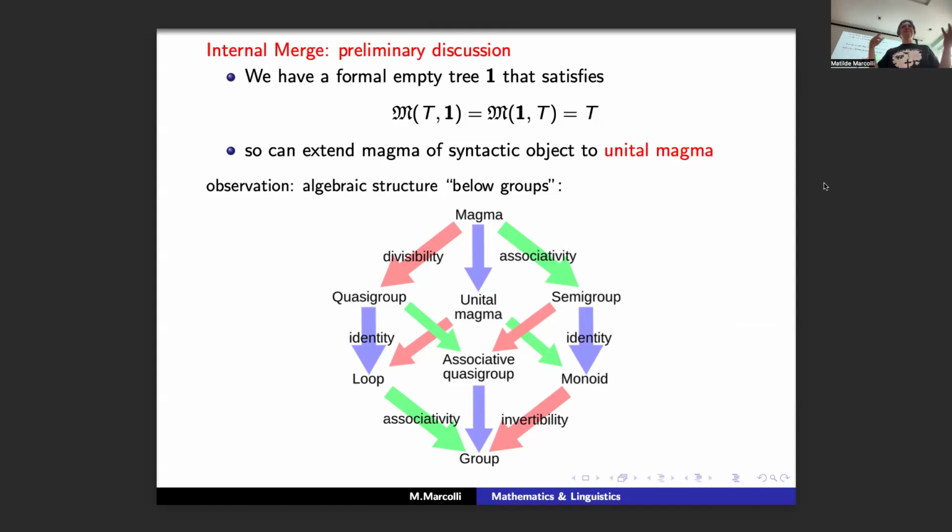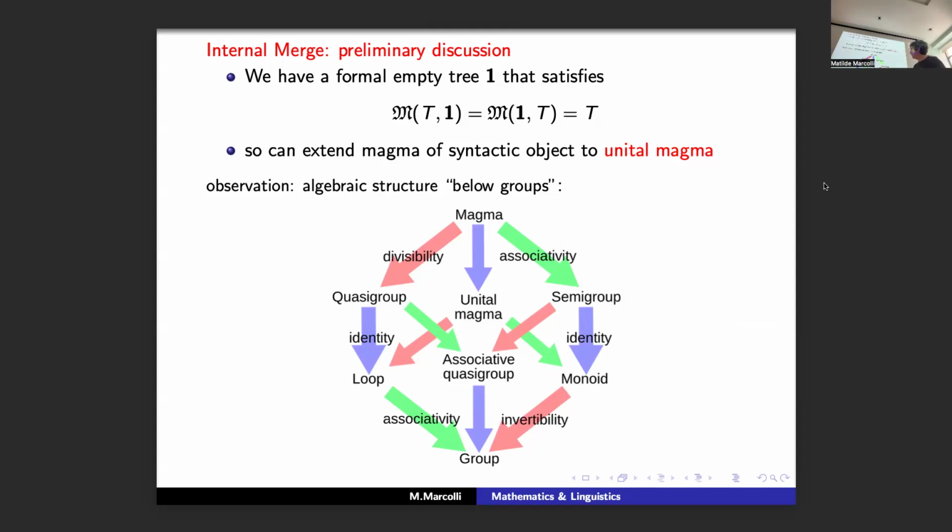You don't have anything else to hang it to. And so this means that your magma of syntactic objects can be extended to a unital magma with this formal unit, which is the empty tree.